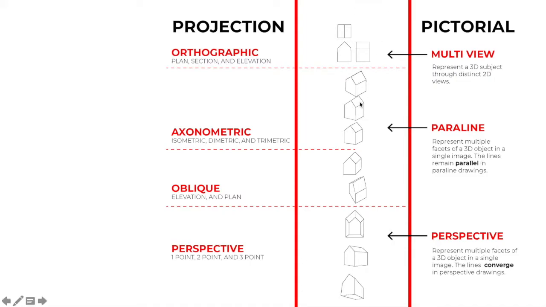There are other drawing types in the category of paraline drawings that include axonometric drawings, isometric, dimetric, and trimetric. Oblique drawings, both oblique elevation and plan oblique, are part of the category of paraline drawings, but are different drawing systems within that.